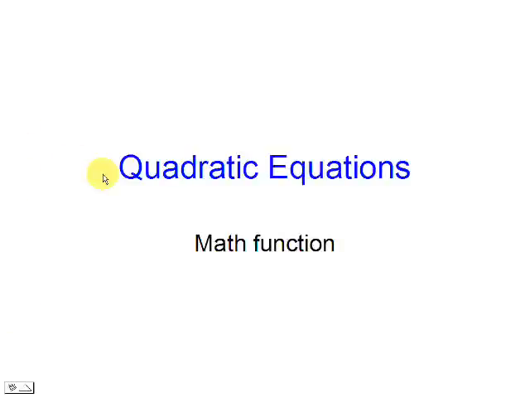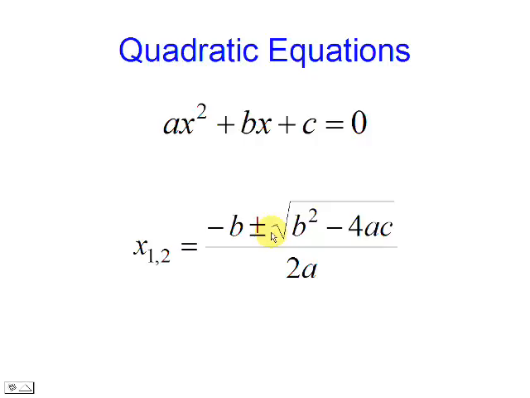I'm going to show you how to use the quadratic formula. This is the general form of the quadratic equations. You have to take care of three coefficients, a, b, and c. The formula produces two solutions to each problem.